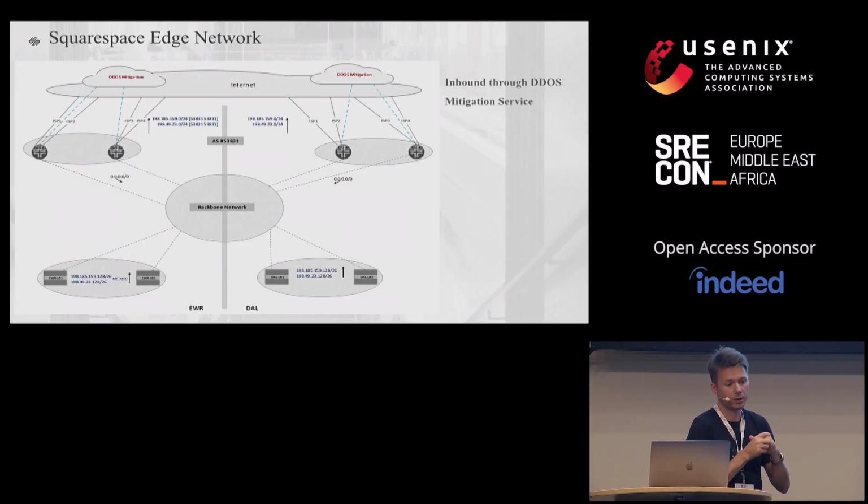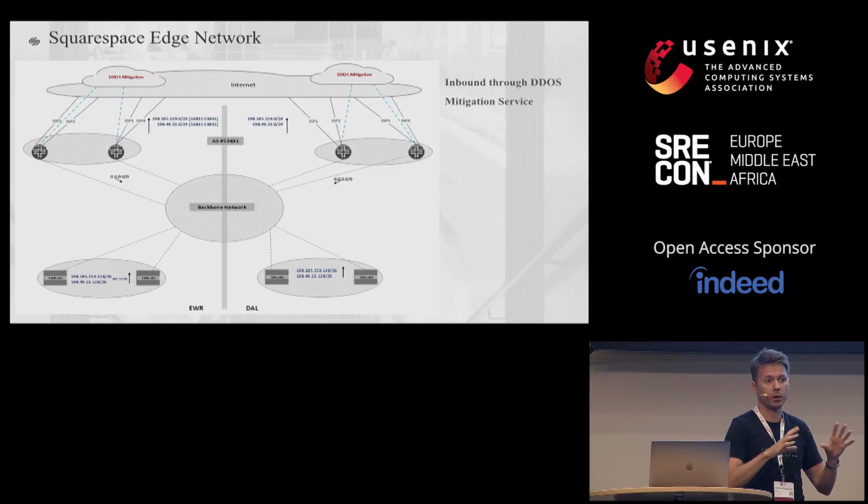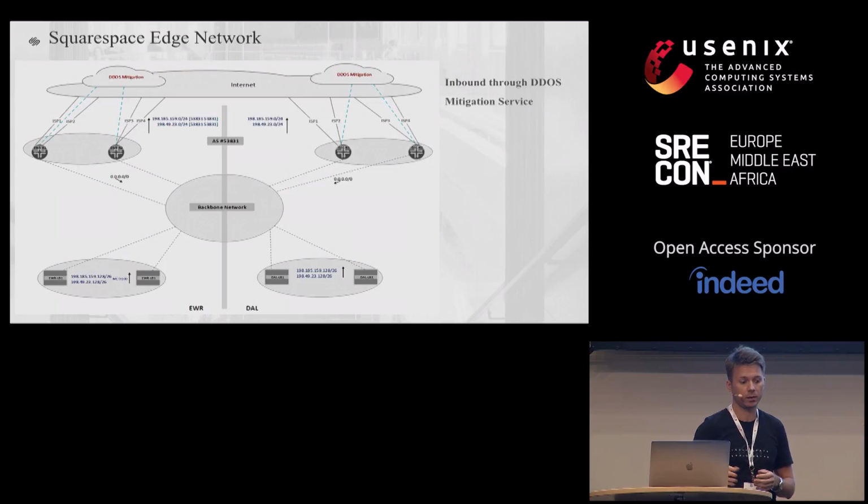DDoS mitigation service is connected to us in the same fashion as ISPs are. So when we want to ingest inbound traffic only via the DDoS mitigation service, we will be announcing our IP space over BGP to DDoS mitigation service routers. And this way, the internet will learn about our routes through the DDoS mitigation network.